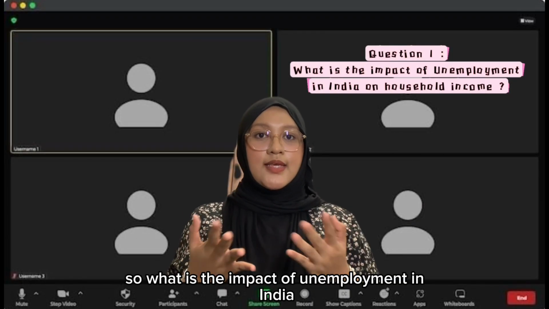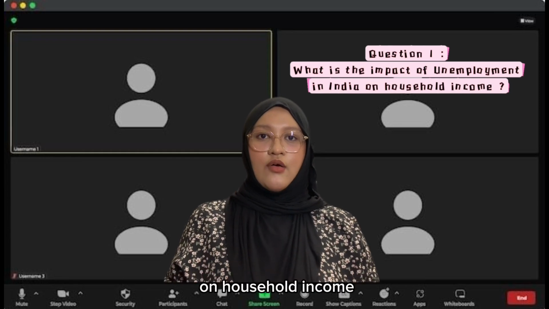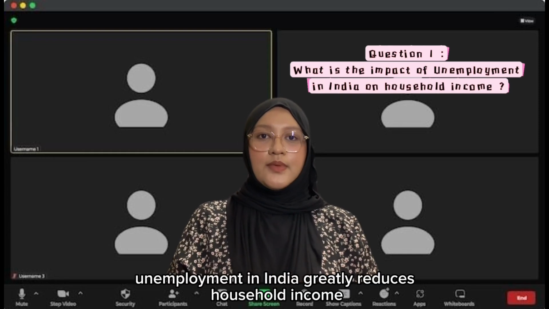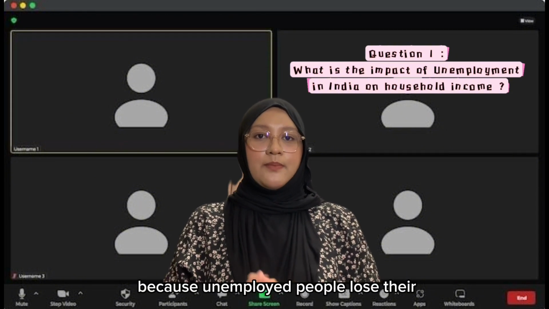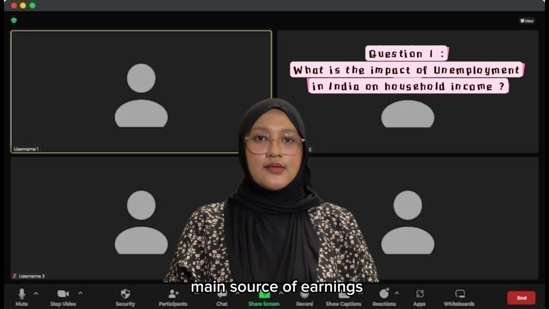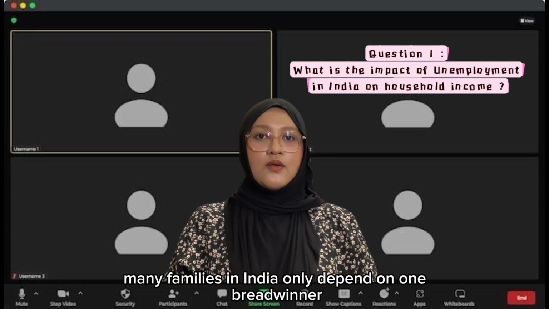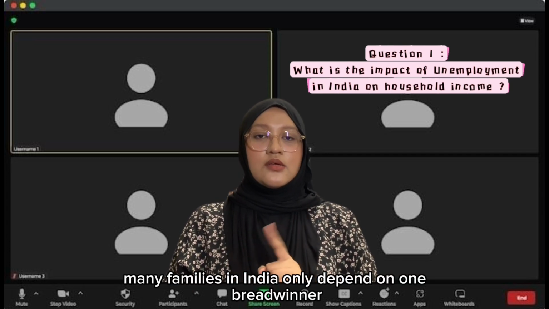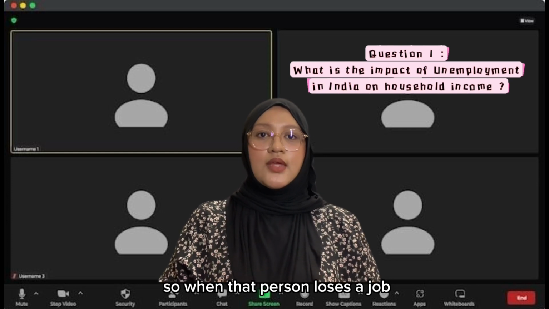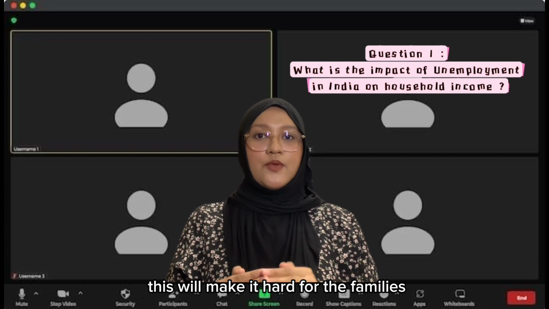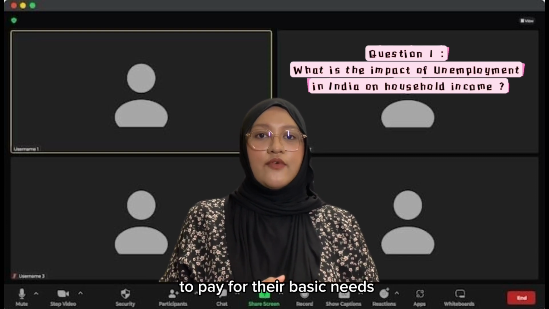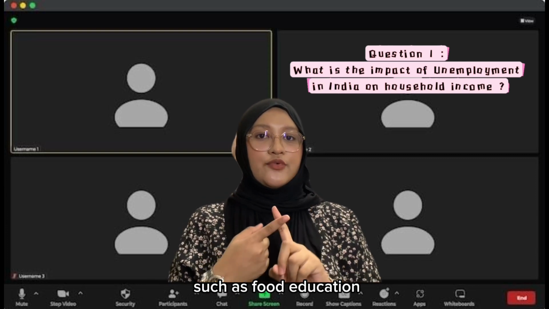So, what is the impact of unemployment in India on household income? Unemployment in India greatly reduces household income because unemployed people lose their main source of earnings. Many families in India only depend on one breadwinner, so when that person loses a job, the whole family's income will drop sharply.